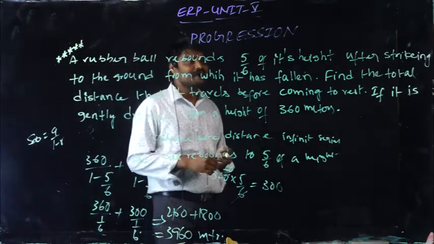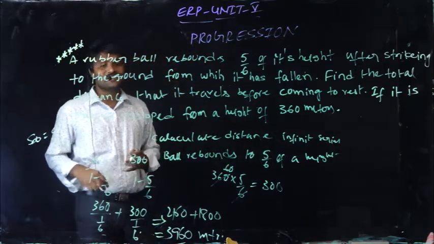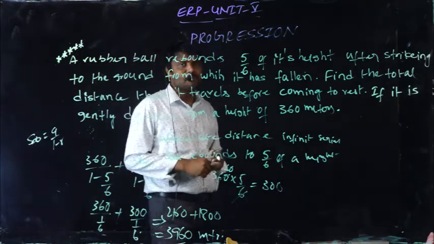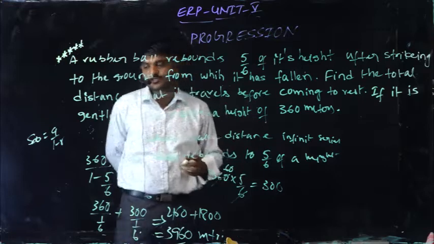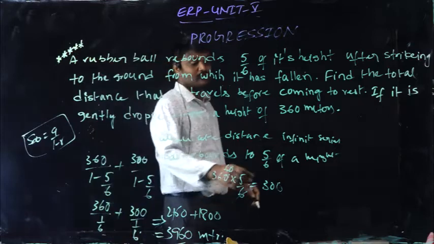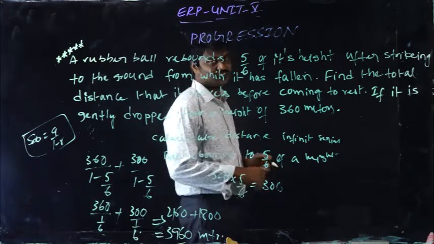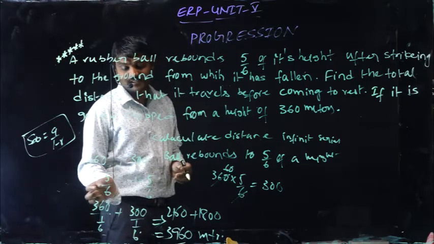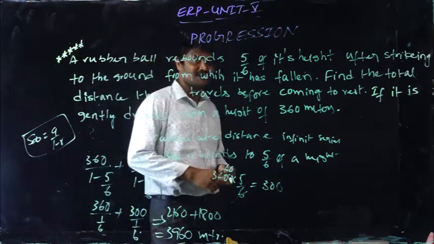Once again, a rubber ball rebounds 5 by 6 of its height after striking the ground from which it has fallen. Find the total distance that it travels before coming to rest if it is gently dropped from a height of 360 meters. This type of problem is to calculate the distance. This is an infinite series, and in geometric progression the infinite series sum equals a by 1 minus r. So r equal to 5 by 6. The ball rebounds, so 360 into 5 by 6 is 300, which should be added. So distance equal to 360 by 1 minus 5 by 6 plus 300 by 1 minus 5 by 6. That is 3960 meters.